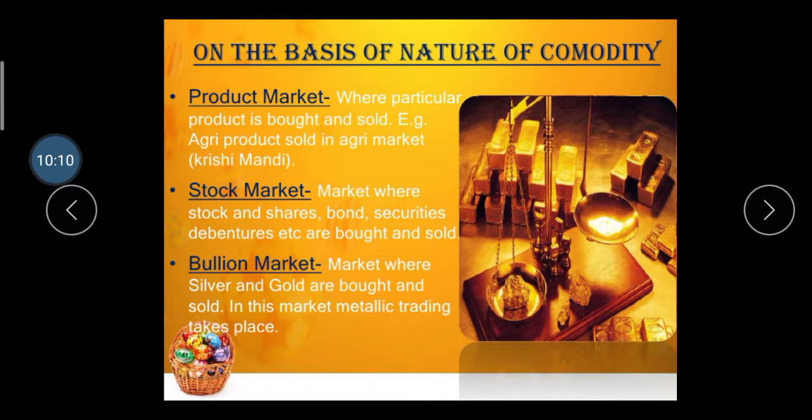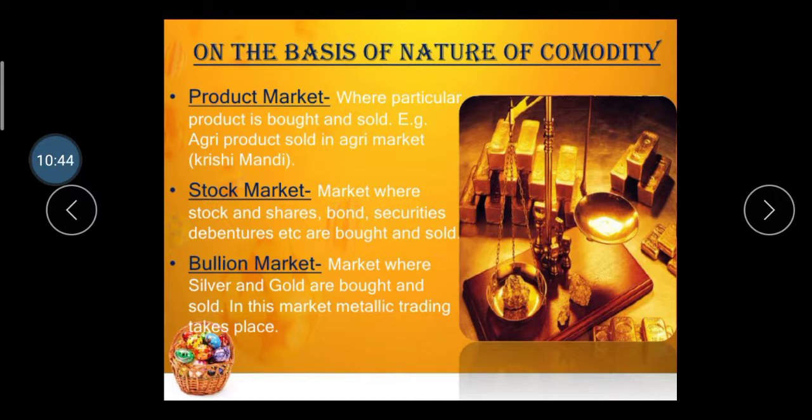For example, there are agri products sold in the agri market, so it's a krishi mandi. It's considered a product market. Then after, the stock market, where stocks, shares, bonds, and debentures can be bought and sold in the particular market, right? There are SEBI, the National Stock Exchange, and the Bombay Stock Exchange, BSE, NSE, which are also considered in the stock market, where you can easily sell and purchase shares, debentures, IPOs, right?